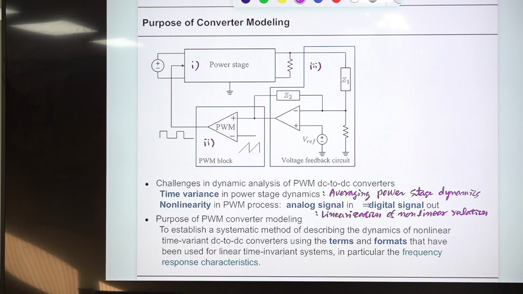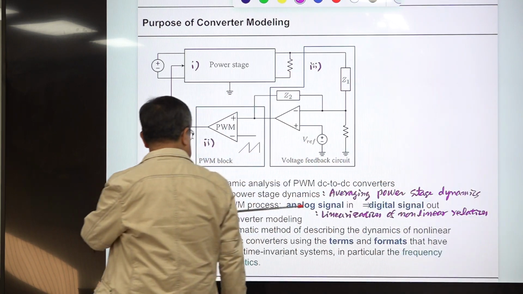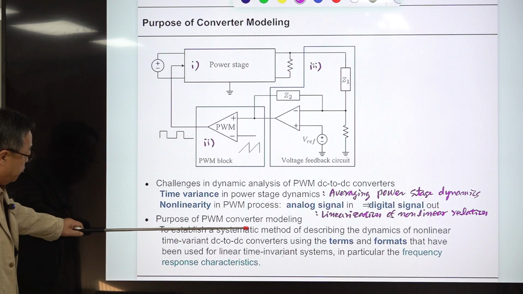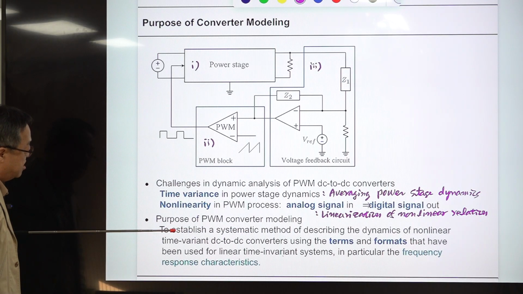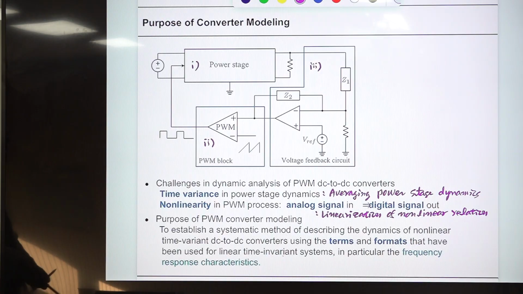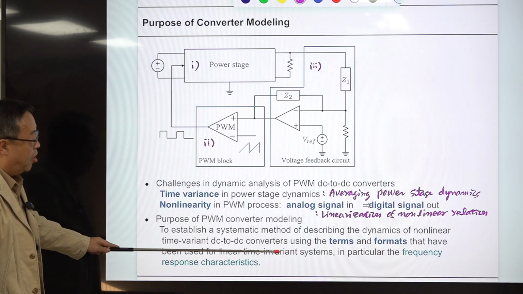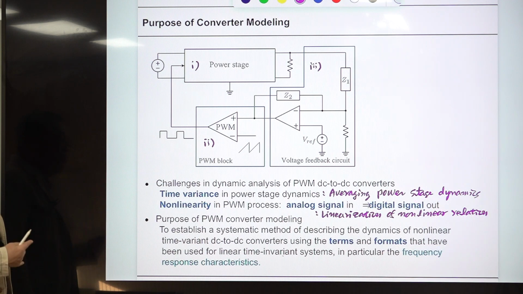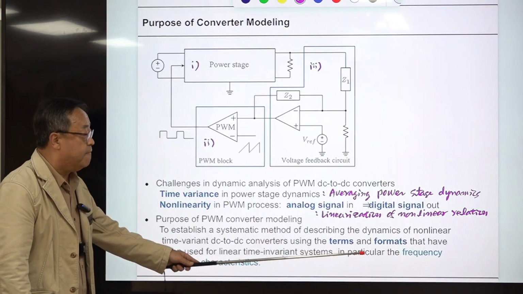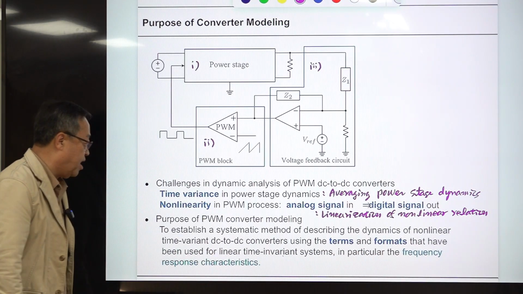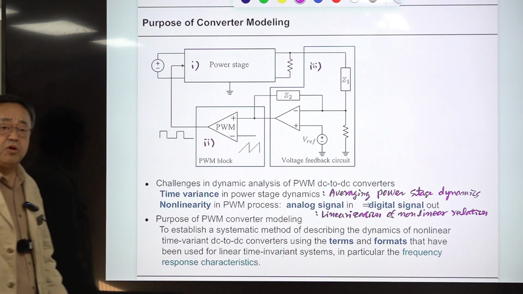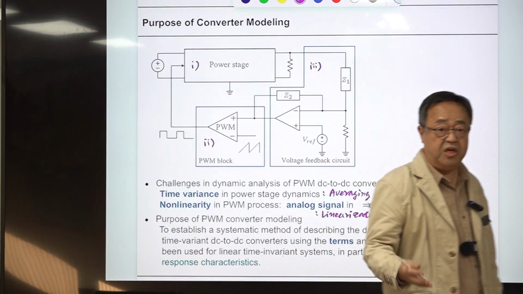The purpose of this PWM converter modeling is very concise and precise. As I wrote down here, the purpose is to establish a systematic method to describe the dynamics of nonlinear time-varying DC-DC converters using the terms and format that have been used for linear time invariant systems. In particular, the frequency response characteristics will be playing the major role in analyzing and setting up the design strategy of these PWM converters.